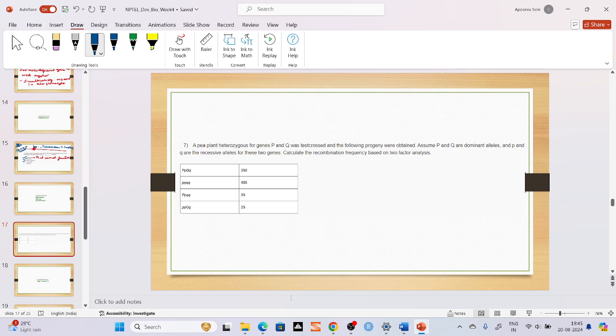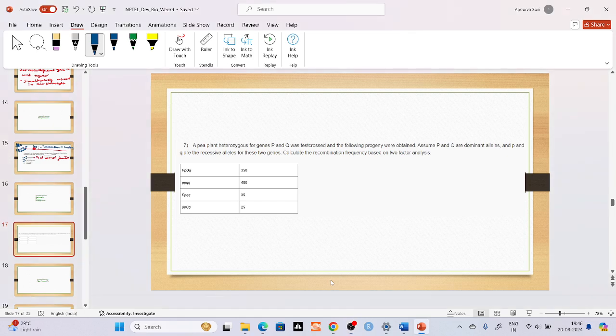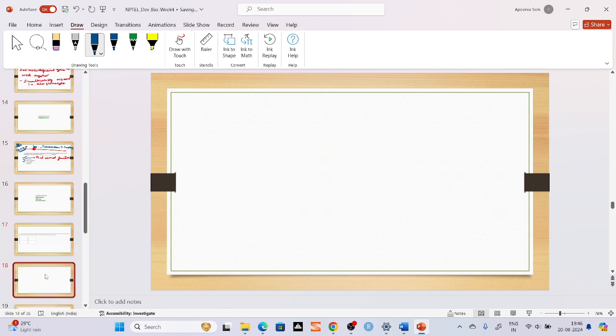The question says a pea plant heterozygous for genes P and Q was test crossed and the following progeny was observed. P and Q are the dominant alleles and small p and small q are the recessive alleles of these two genes. Calculate the recombinant frequency based on the two-factor analysis. So whenever we are doing any recombination frequency based questions, I will tell you this by a stepwise method.